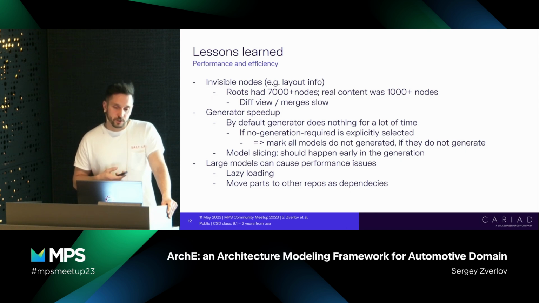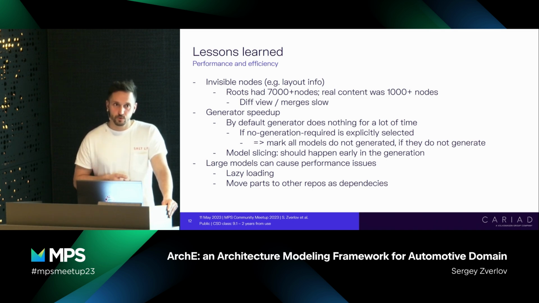One finding we had recently is what we call invisible nodes. For instance, a lot of the diagrams store layout information in the model, and you don't see it that easily. At some point we realized our merges and our diffing became very slow, and then we found out that this was the problem. So now we only store the layout information on demand. We have even kind of hidden this option, so people can store layout information only if they really want it, because we don't want to pollute the model with information which doesn't bring so much value.